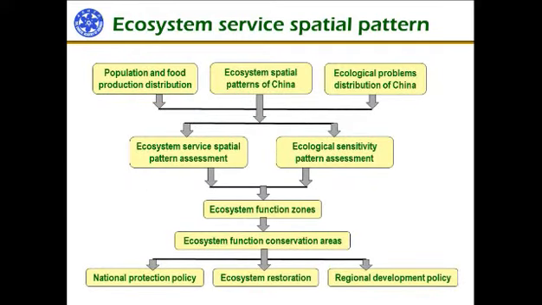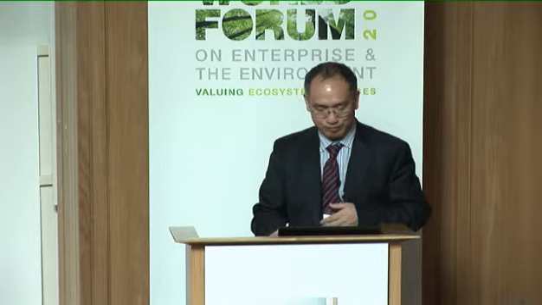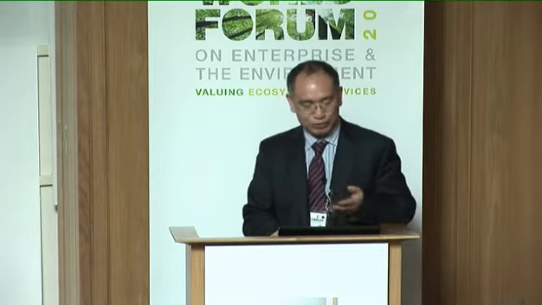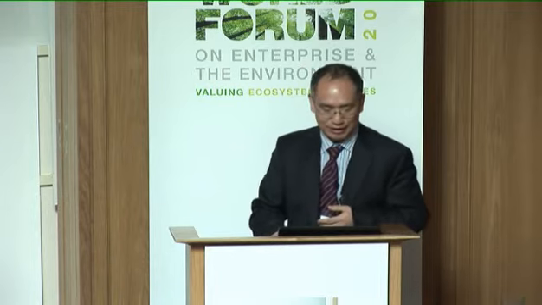This is our procedure: first, analysis of population and food production, ecosystem spatial pattern, and ecosystem problem distribution of China, and then ecosystem services, ecological sensitivity, and ecological function zones, and then identify the ecological function conservation area, and lastly, from the national protection policy, ecosystem restoration, and regional development policy and strategy. We have another model to do that, so I will not mention the details about that.